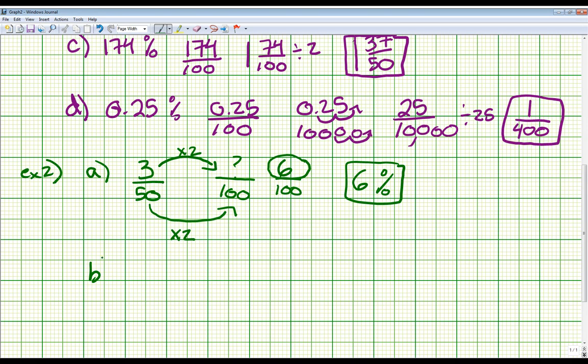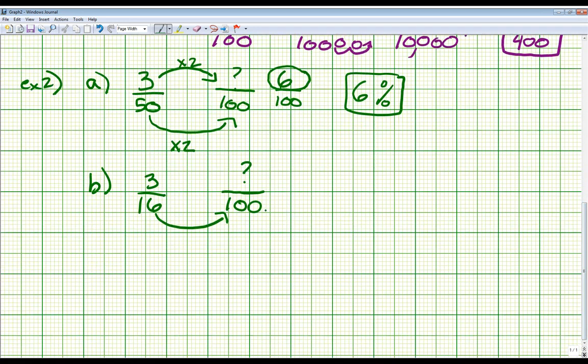There is not another one for example 2, but I'm going to add this one to your notes because what if we have something that doesn't easily go into 100? Like 50, you can just multiply by 2. That's pretty simple. But what if you have a number like this, 3 over 16, and we wanted to write that as a percent? Well, if we're thinking about 16 times something to get us to 100, that doesn't work very easily because it would probably end up being a decimal. So I'm going to teach you now how to use your calculators to find a percent.